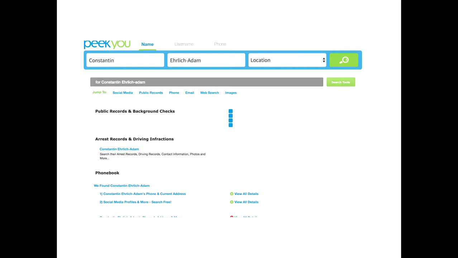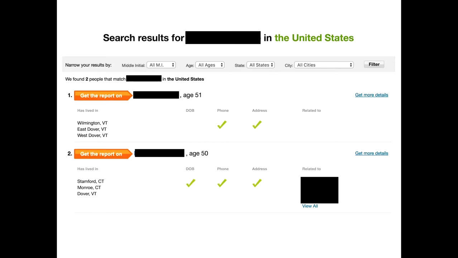Another threat is PQ. I don't live in the US, so that didn't really work, but then I put in the name of a relative living there, and within one second, I knew where he lived, where he lives now, which is true because I know that, and the locations he lived before, his age, all members of his family.